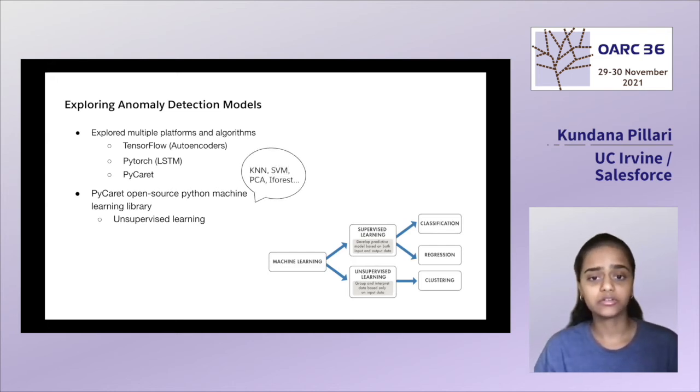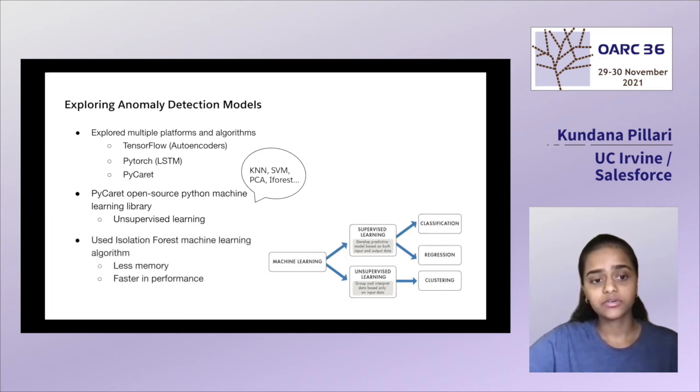There are many algorithms for unsupervised learning, and this includes KNN, support vector machines, principal component analysis, and also isolation forest. I decided to use the isolation forest, also known as iForest, machine learning algorithm, mainly because it requires less memory and is faster in performance, and it's also traditionally used for anomaly detection for these reasons.